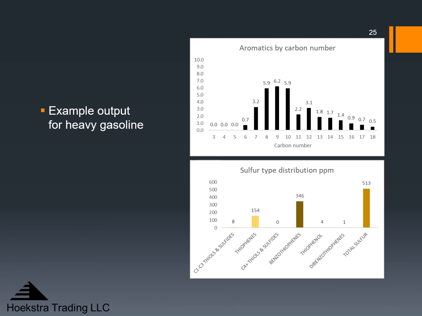And now for a heavy gasoline from the same FCC feed, the gasoline now has a tail rich in higher molecular weight aromatics, and the sulfur has increased to 513 ppm with 346 ppm of benzothiophene. These two feeds have very different performance curves and very different Tier 3 gasoline production economics.